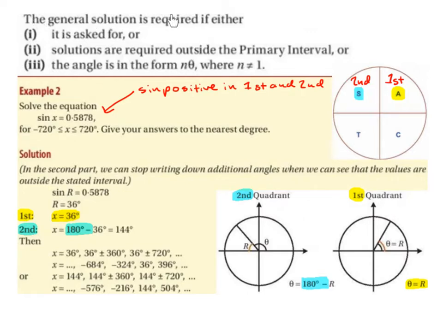The general solution is required if either it's asked for, or solutions are required outside the primary interval, the primary interval being 0 to 360, or the angle is in the form of n times theta, where n is not equal to 1. Solve the equation sine of x equals 0.5878 for x values between minus 720 degrees and 720 degrees inclusive. Give your answer to the nearest degree.